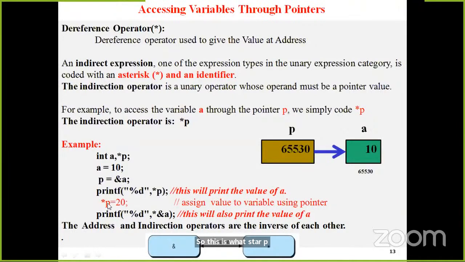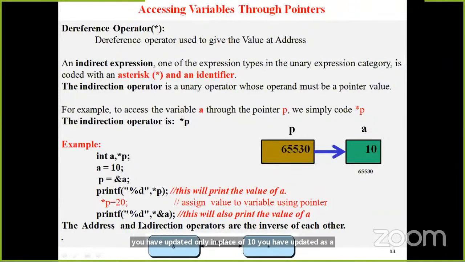In the next line, I wrote again *P equal to 20. That means in place of 10, what will it store? *P is equal to 20, I am assigning the new value. 20 will be assigned as the new value. In which memory location? The same memory location. The address is not getting changed. Only the value has been updated, in place of 10 you have updated it to 20.